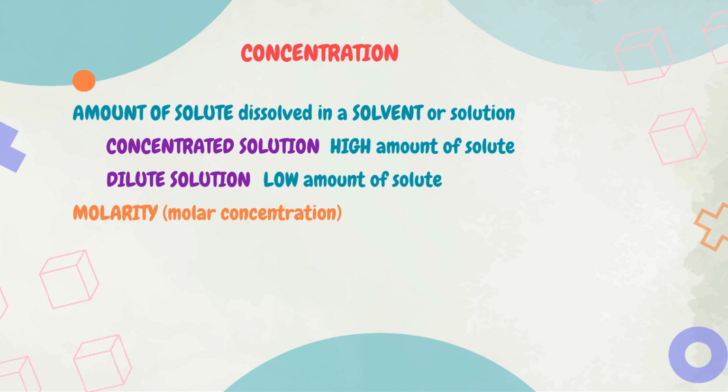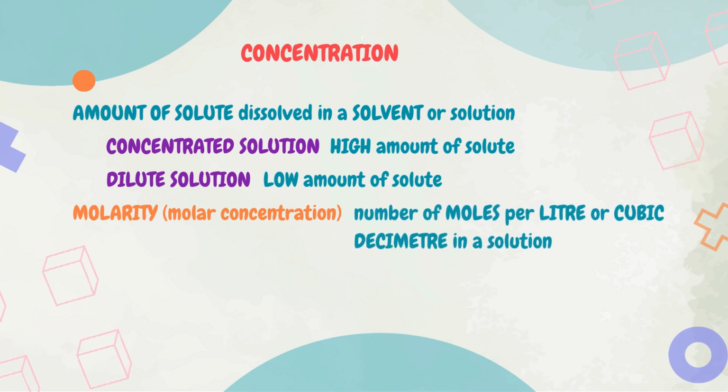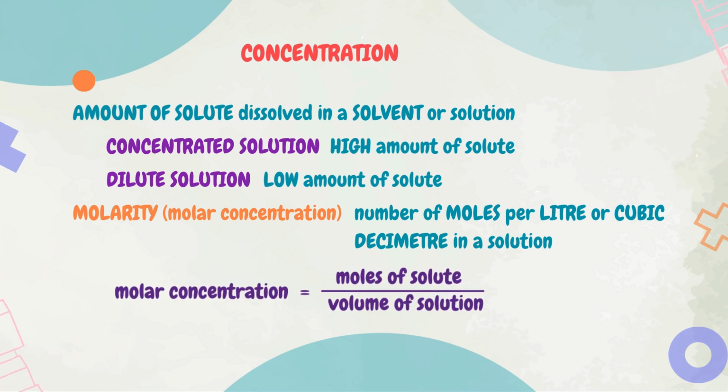Molarity, also called molar concentration, is the number of moles per liter or cubic decimeter in a solution. The formula for calculating the molar concentration is: molar concentration is equal to moles of solute over volume of solution, or simply C = n/V.